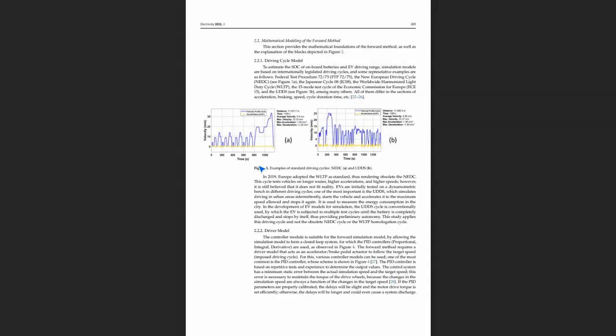We have a good point here. The MATLAB library has the NEDC drive cycle. You cannot create it, you can only upload it. The drive cycle is like this one. And then we can continue.